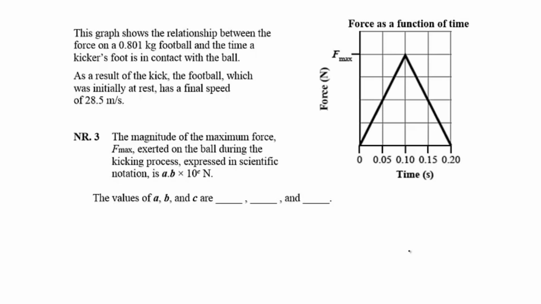This graph shows the relationship between the force on a 0.801 kilogram football and the time a kicker's foot is in contact with the ball. As a result of the kick, the football, which is initially at rest, has a final speed of 28.5 meters per second. The magnitude of the maximum force, Fmax, exerted on the ball during the kicking process, expressed in scientific notation, is... So you're trying to find out what this is.